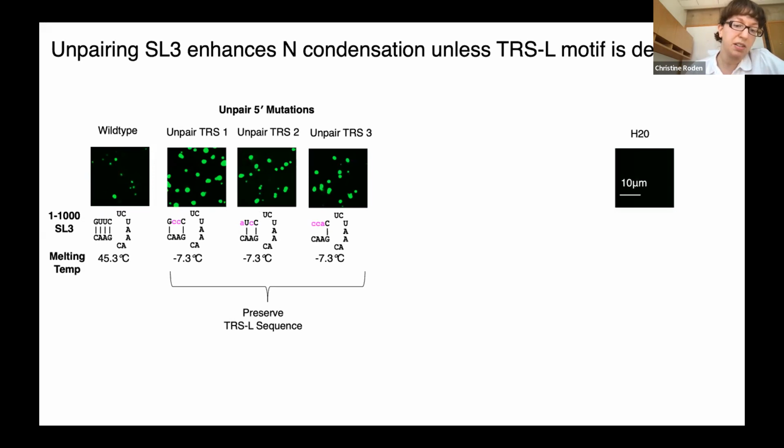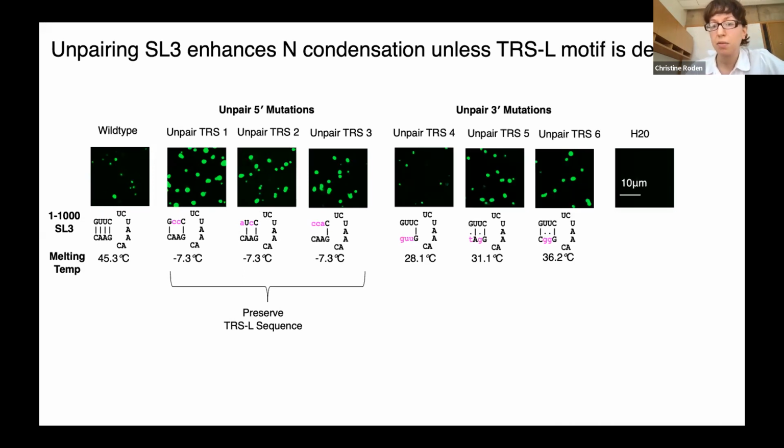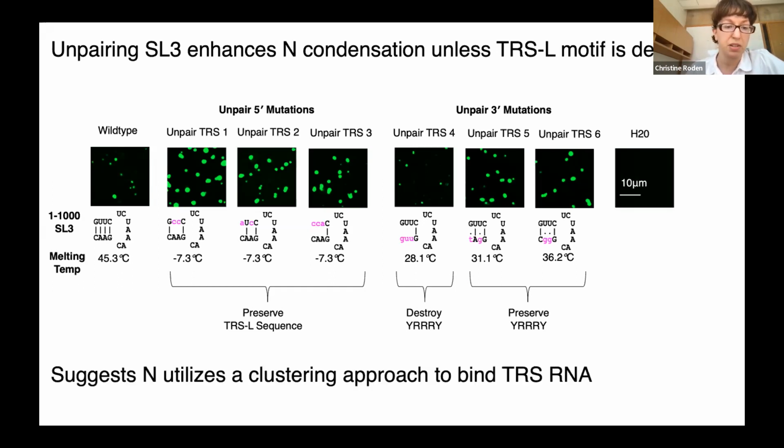And these mutations actually preserve what's called the TRS leader sequence, which I'll get into later. However, if we unpair the stem loop on the 3' side, we can see that condensation is preserved when the sequence character of the second motif, the TRS-L, is preserved. But we no longer see enhancement when we destroy the sequence character of that TRS-L motif.